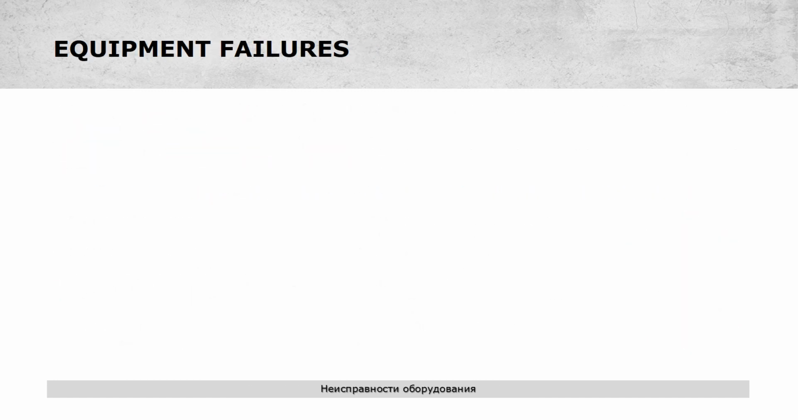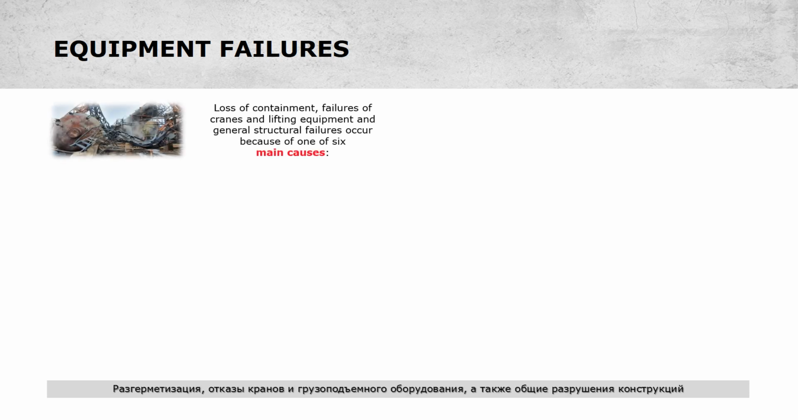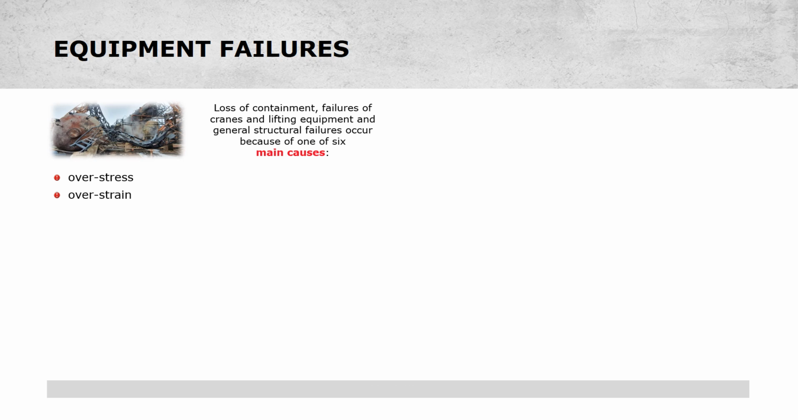Equipment failures. Loss of containment, failures of cranes and lifting equipment and general structural failures occur because of one of 6 main causes. Overstress. Overstrain. Metal fatigue. Brittle fracture. Creep. Stress corrosion cracking.